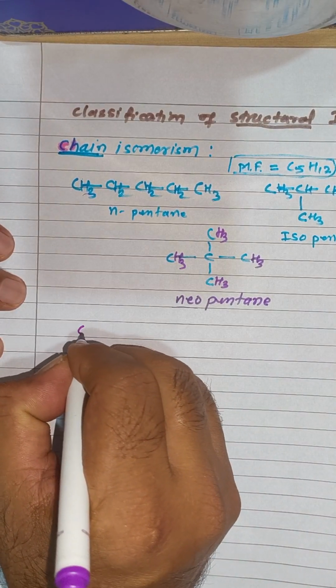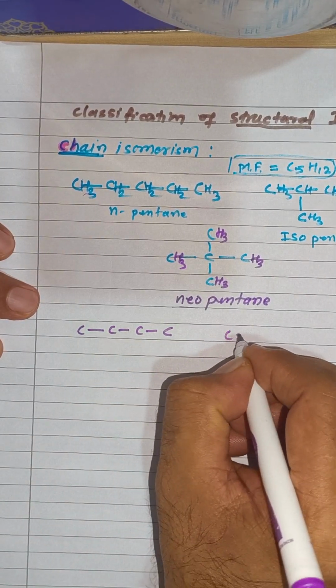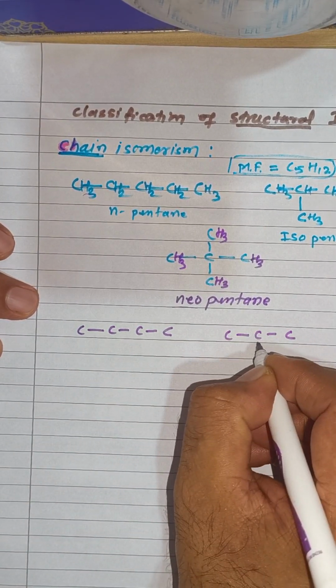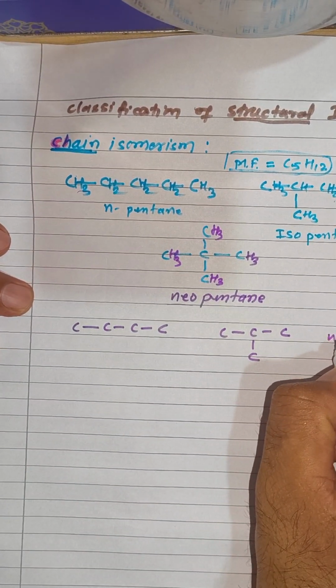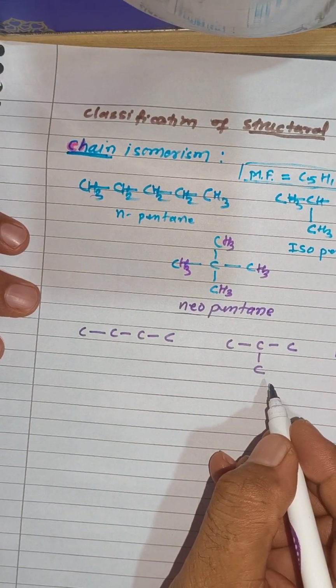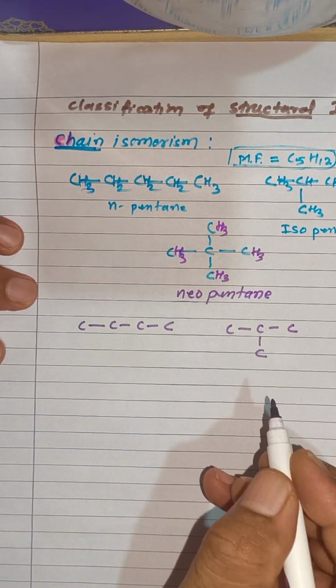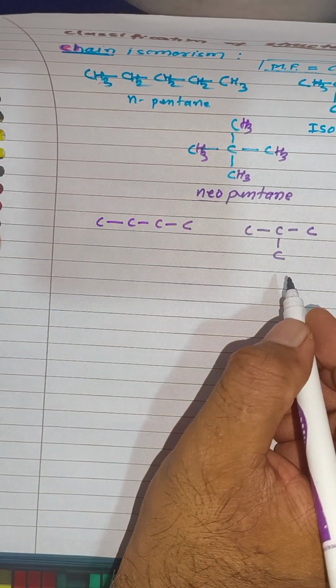If in the exam they ask you to write the possible isomers of butane, butane has 4 carbon atoms, and we can convert it into this. Can we have a neo form here? No, no neo. There are only 2 isomers. In this way we can talk about chain isomerism.